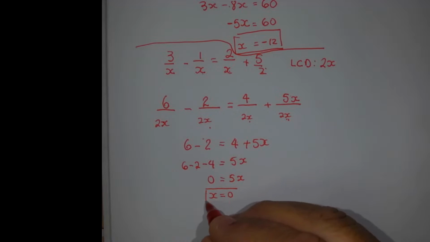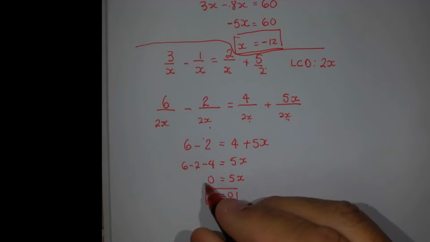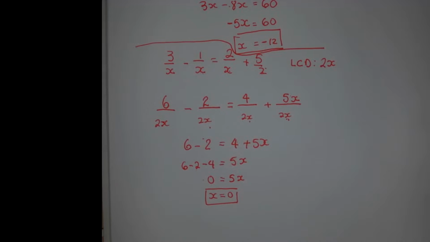If you didn't want to do it that way, you're welcome to multiply both sides by 5, and 0 divided by 5 will give you 0. So that is an example where the equation actually has an x in the denominator.